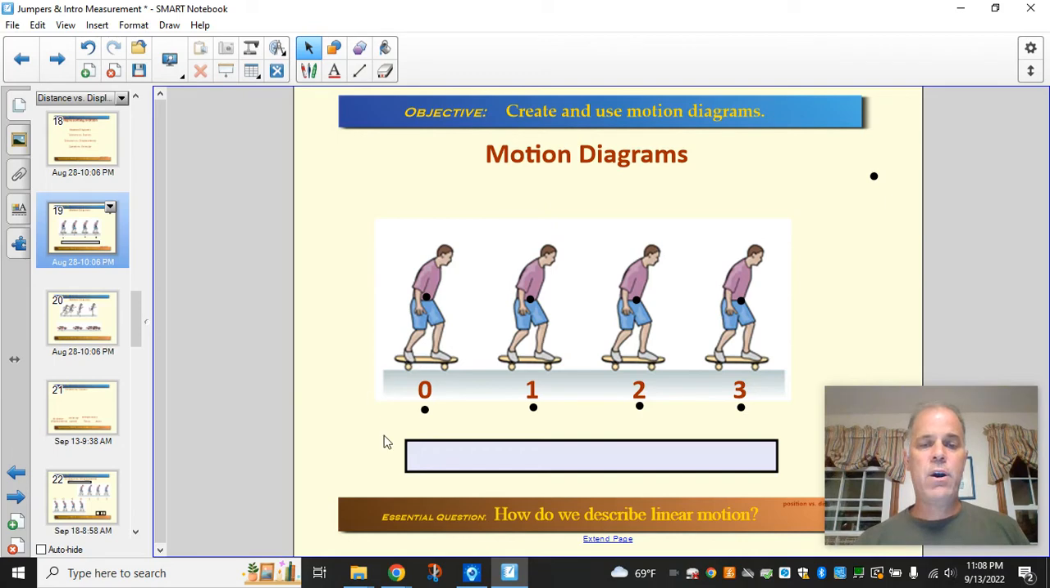Now, why do we use zero for the initial position? Because that's what the stopwatch says when we first hit the go button. It says 000. That's the initial time. This is 1 second, 2 seconds, 3 seconds, and so forth. Okay, so that's a motion diagram.